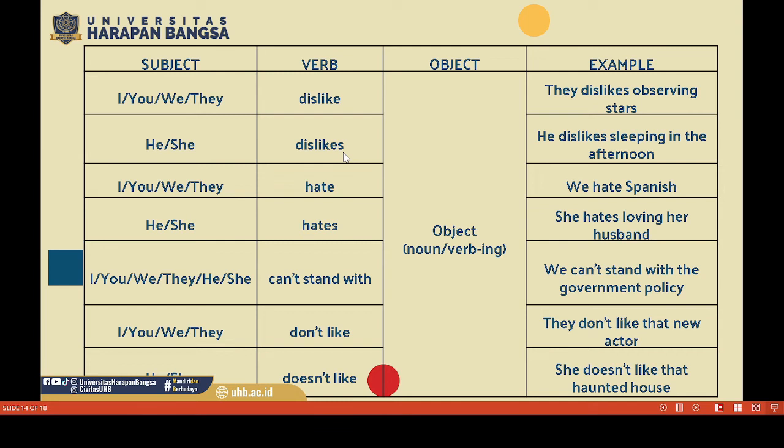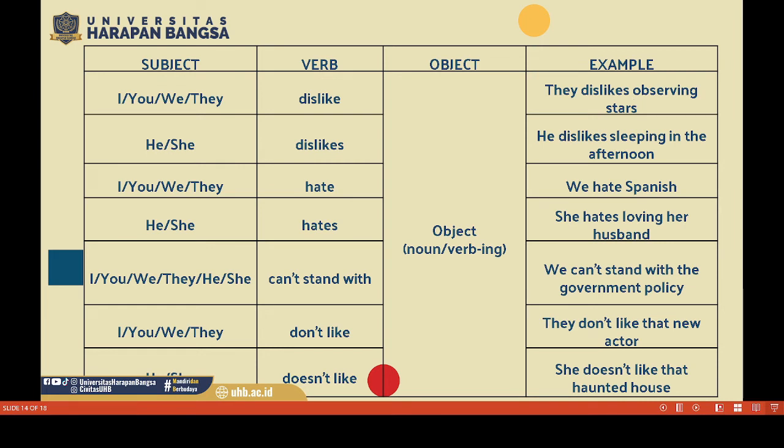Now, let's see the example. Oh, also do not forget to put object. You can use either noun or verb ing or gerund. Okay, they dislike observing stars. Ini saya salah menulis, silahkan nanti S-nya dihapus untuk note di buku teman-teman.